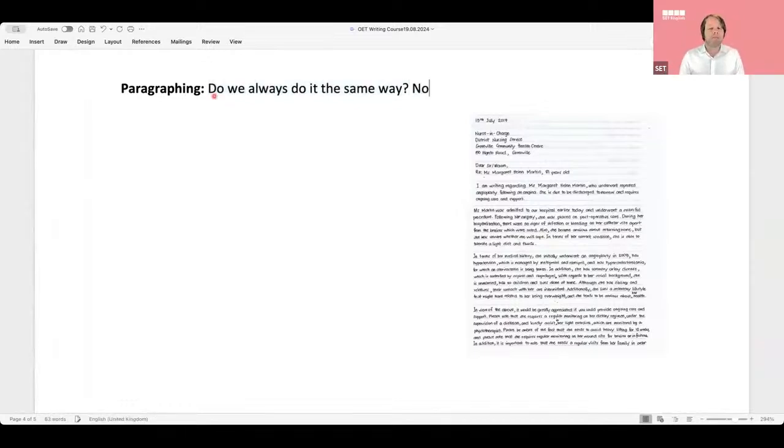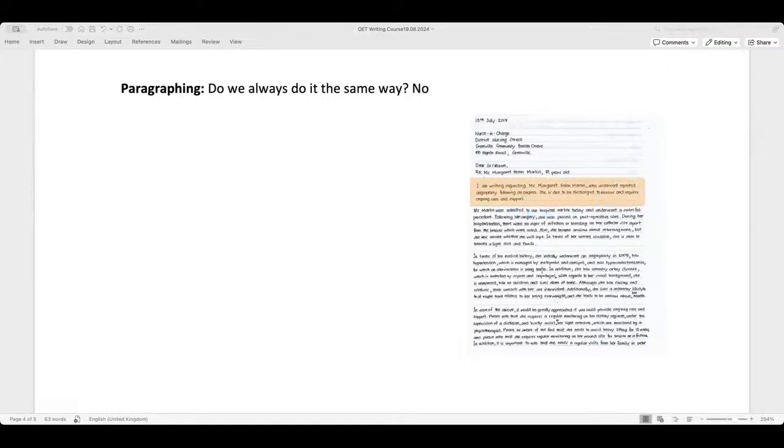Are there any paragraphs that we will always write? Introduction and request. Introduction and request, the purpose of the letter. So we're always going to write the introduction paragraph.